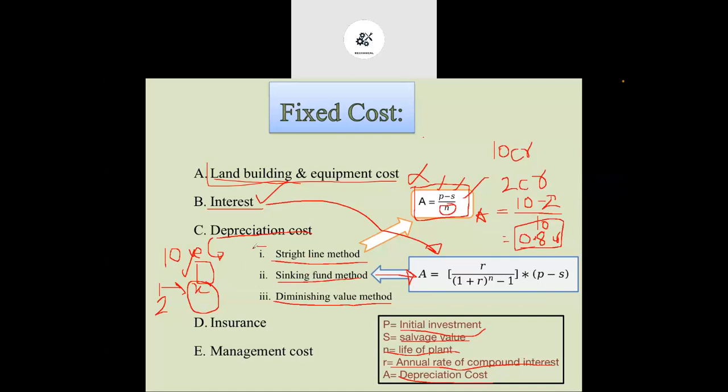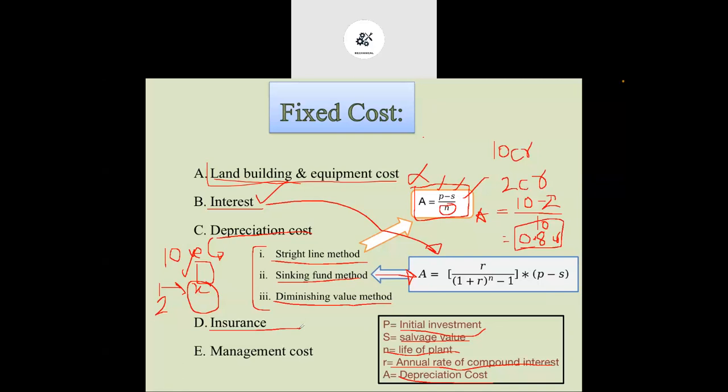And the third one is the diminishing value method. It is again related to whatever disadvantages the straight line method is having. We are just avoiding that. So these three methods you can use to calculate the depreciation cost, and you can save that much money each and every year. We keep that much money aside. So after 10 years, after the complete life of the power plant, we have some capital to build a new power plant. That again comes under the fixed cost.